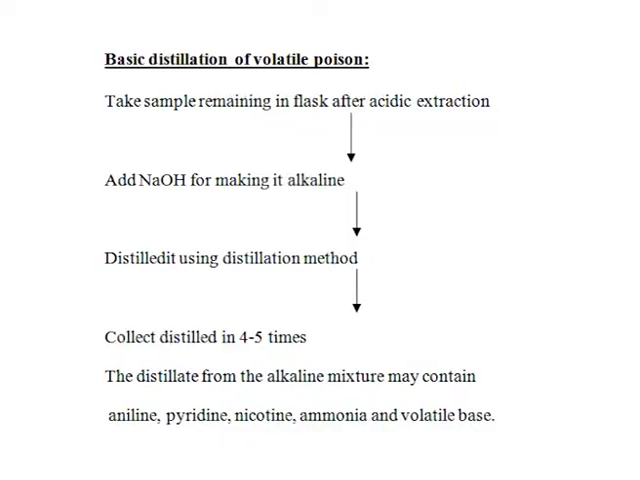Basic distillation of volatile poison. Take the sample remaining in the flask after acid extraction. To it add NaOH for making it alkaline. Distill it using the distillation method. Collect distillate 4 to 5 times. The distillate from the alkaline mixture may contain aniline, pyridine, nicotine, ammonia and other volatiles.